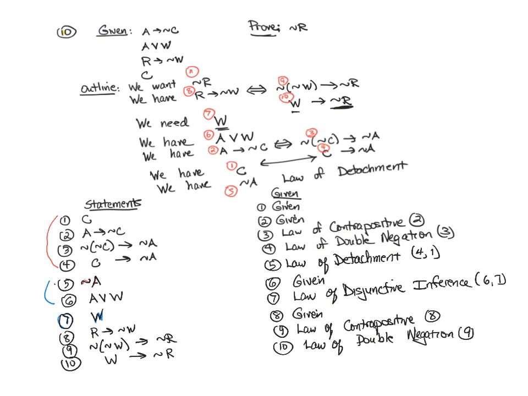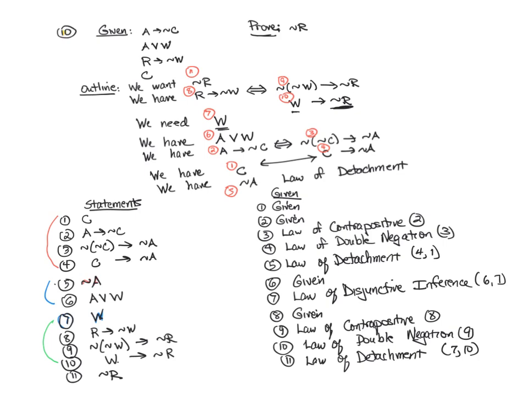In step 9. And finally, now that we've got W, we can combine these two. I'll put this in green. And write down the law of detachment, not R, because a conditional is true and its antecedent is true. So law of detachment in steps 7 and 10. And that completes the proof.